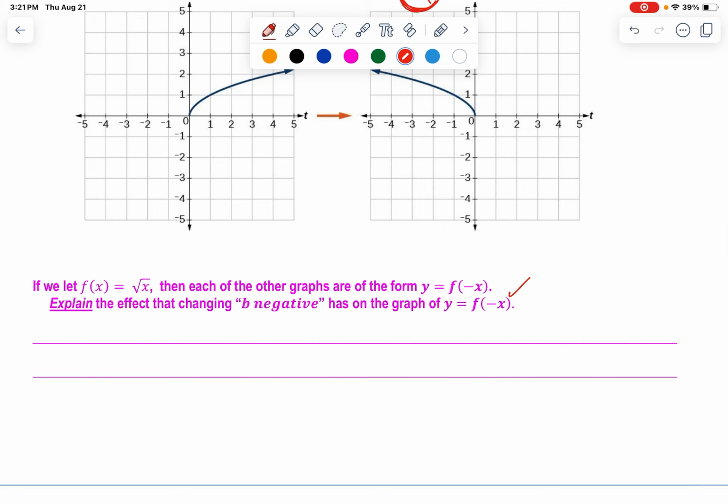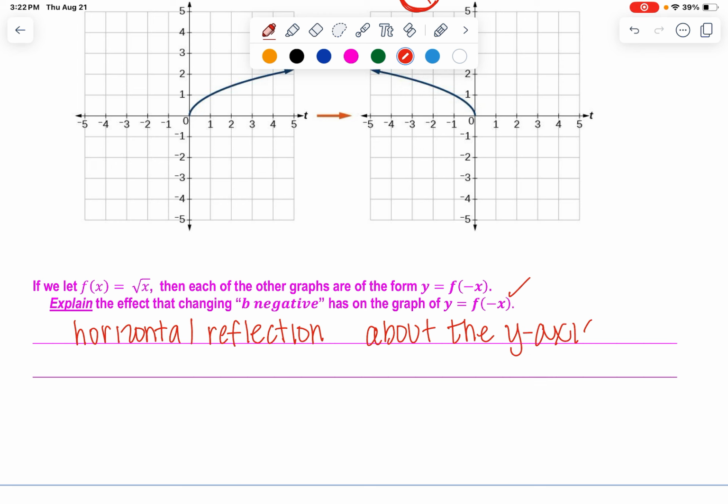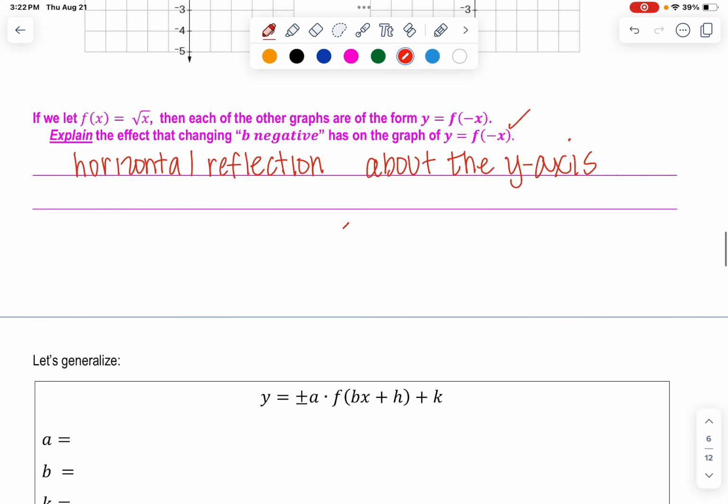So if we let f of x equal the square root function, then each of the other graphs are in the form f of negative x, y equals f of x. Explain the effect. This is a horizontal reflection, or a reflection about the y-axis. And how would that change in vector form? You would take the opposite of the x value, comma, the y value.